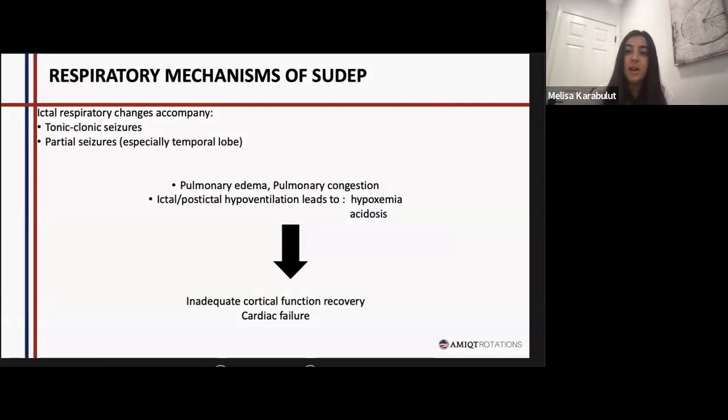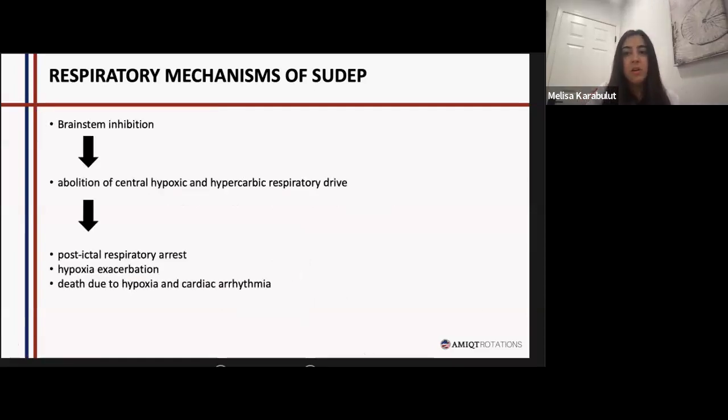Cerebral suppression has also been suggested as the primary event in SUDEP. Generalized suppression of brain function includes suppression of respiratory centers in the brainstem, resulting in severe acidosis. Alternatively, excessive post-seizure brainstem inhibition might result in transient abolition of central hypoxic and hypercarbic respiratory drive with consequent post-ictal respiratory arrest, hypoxia exacerbation, and death due to hypoxia and cardiac arrhythmia.